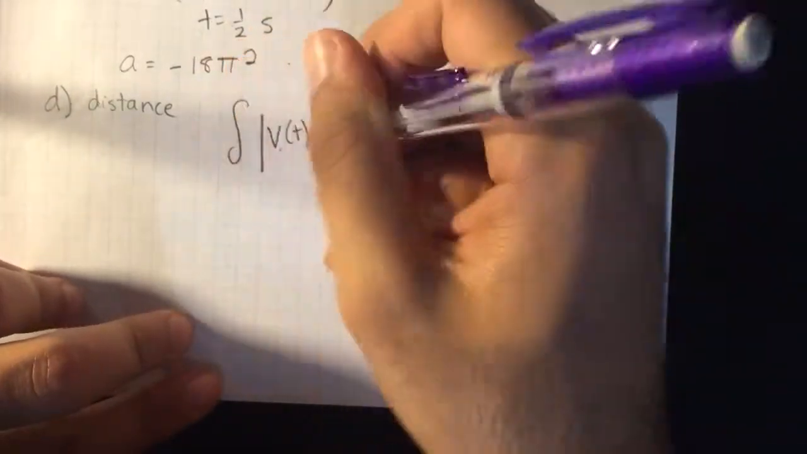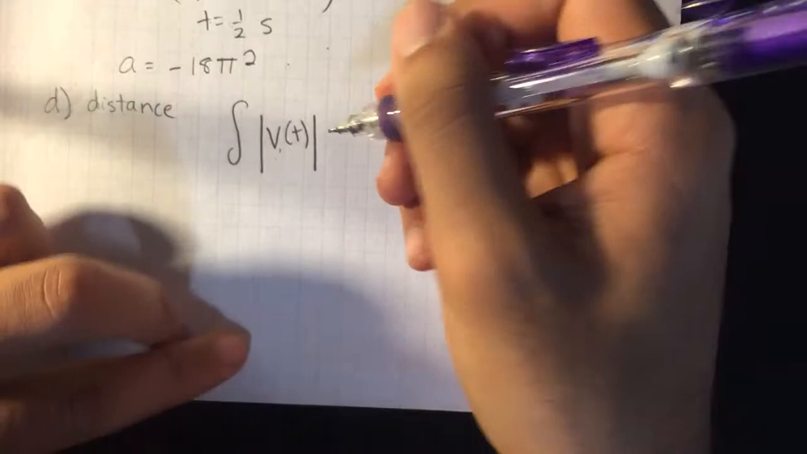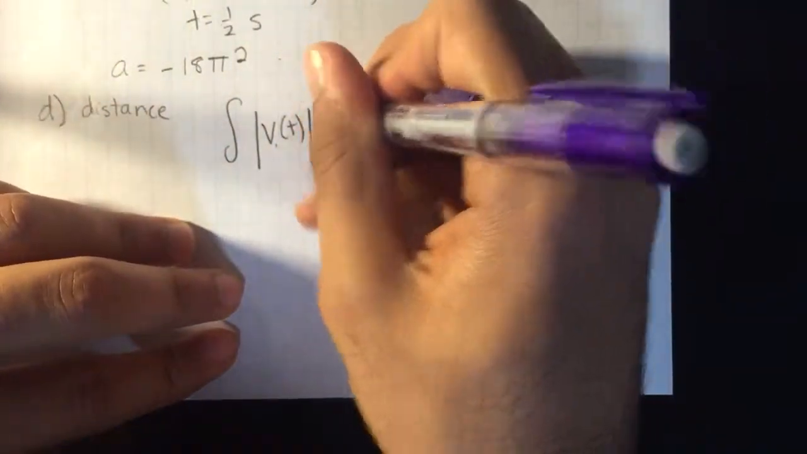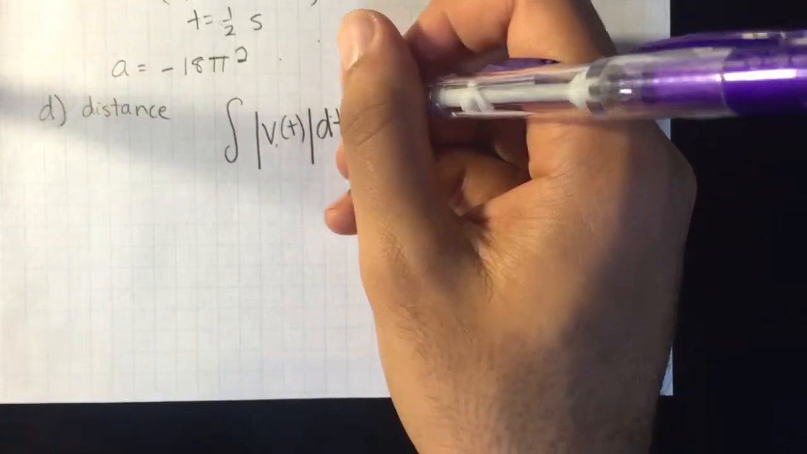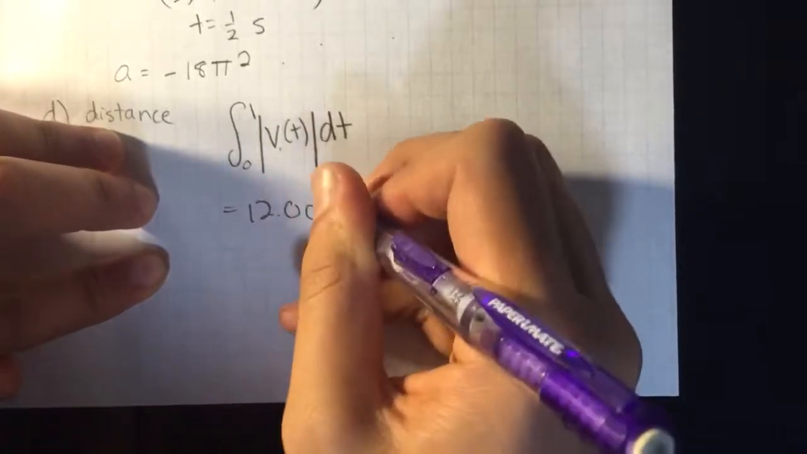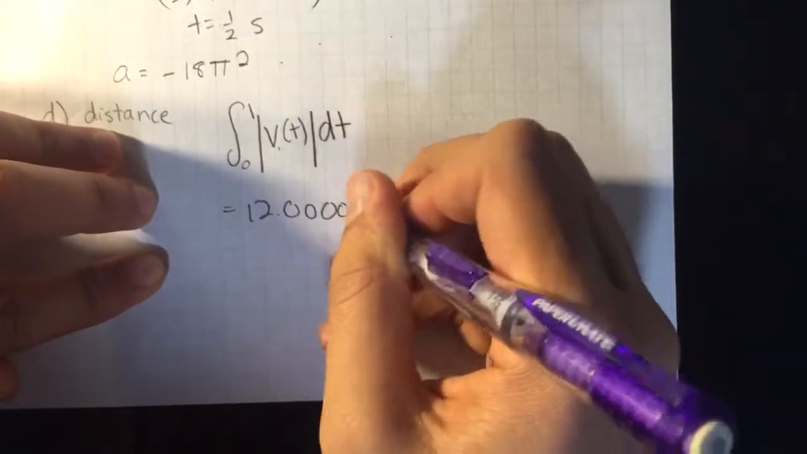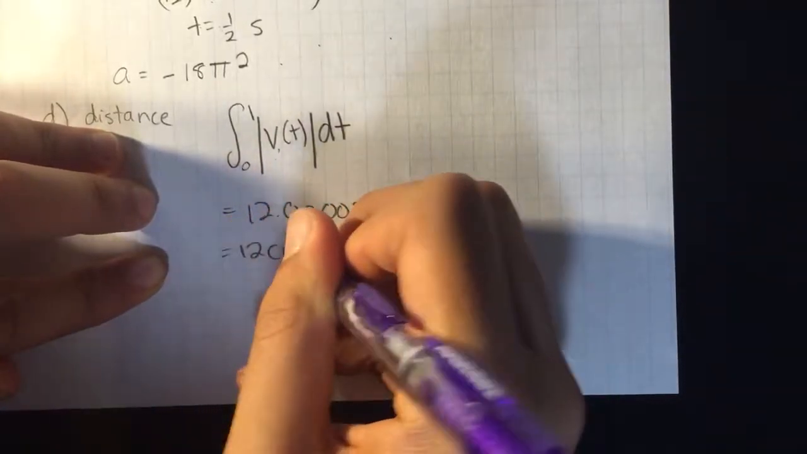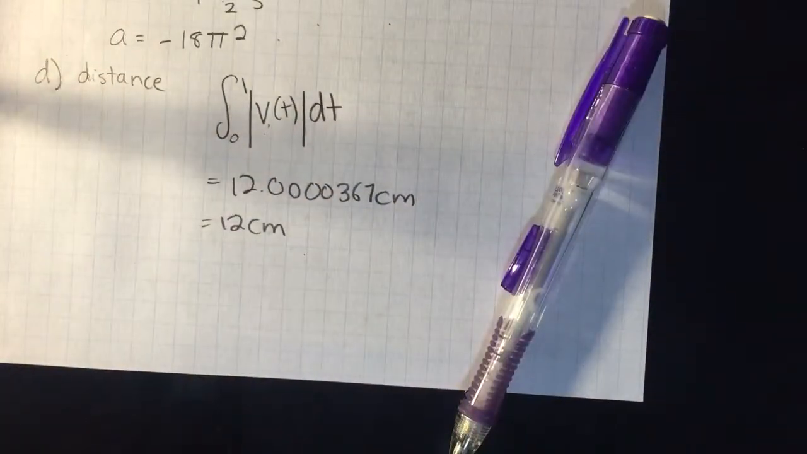So we're going to use speed instead of velocity, because then whenever it's a negative velocity, it's not going to go backwards. Then we're integrating in terms of dt, and it asks us to go from 0 to 1, and that equals 12.0000367 centimeters, which equals 12 centimeters. Okay, thank you very much.